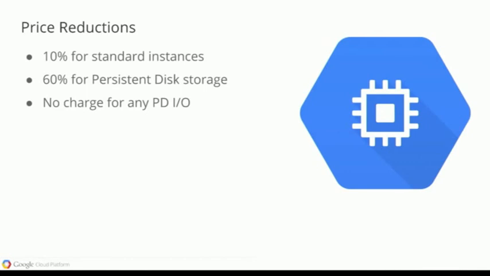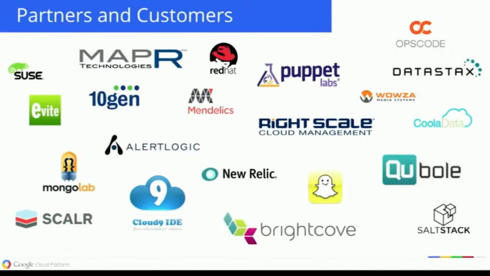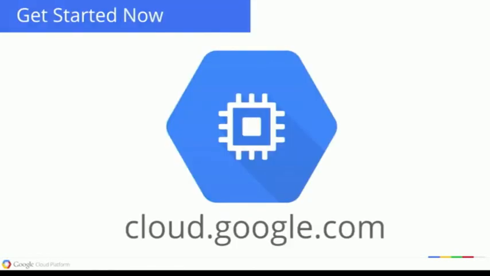Of course, when you're building an application, support for partners and ISVs is critical. The ecosystem around Compute Engine is large and growing quickly. The software you're familiar with, whether it's from RightScale or Scalr, New Relic, MapR, MongoLabs, all runs great on Google Cloud Platform. Google Cloud Platform gives you the performance, reliability, scalability, and security that we expect from our own applications.